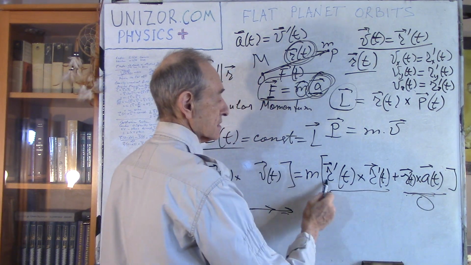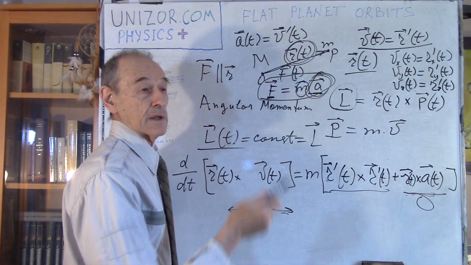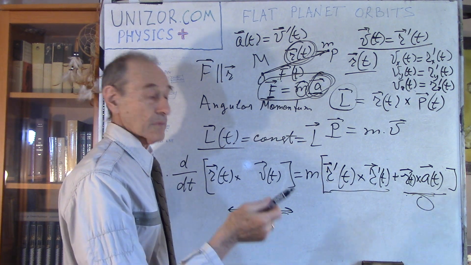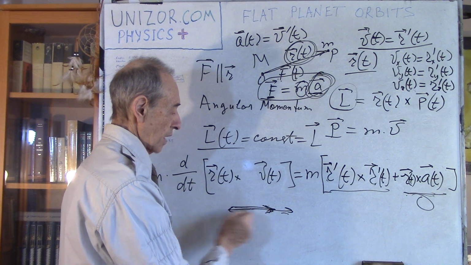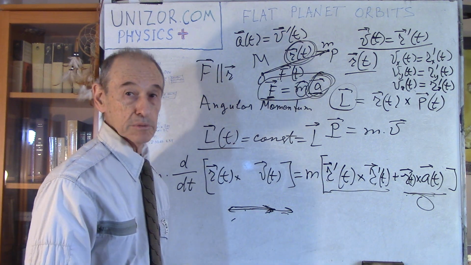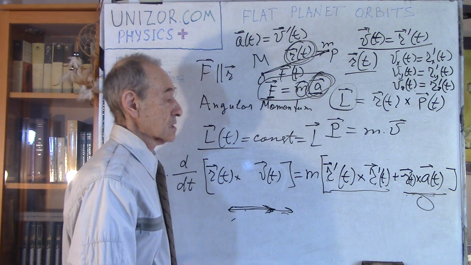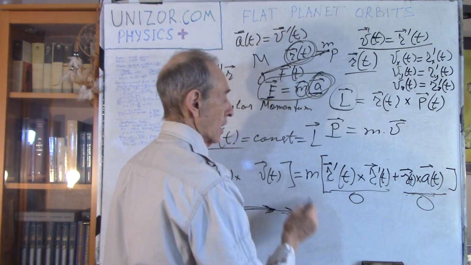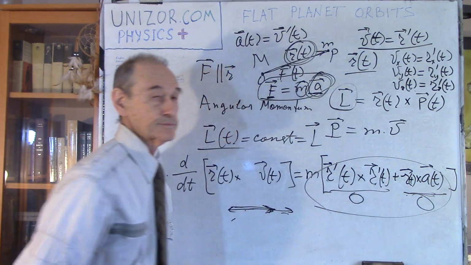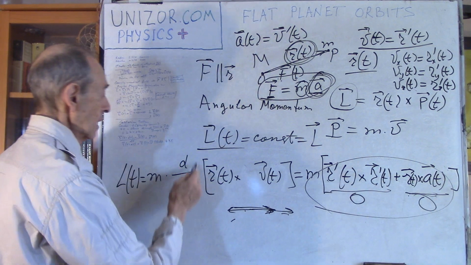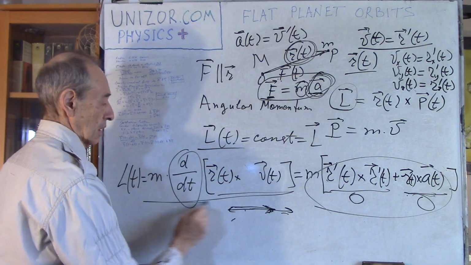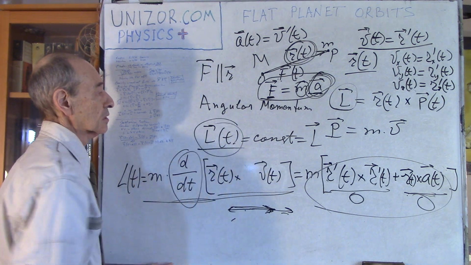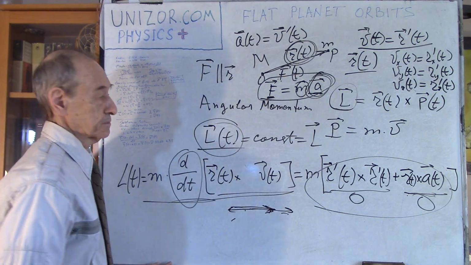Same thing here. It's exactly the same vector, the same vector by itself. So it's two vectors which are, again, one on top of another. The angle between them is 0. So that's also 0, which means the whole thing is 0. So our derivative of angular momentum is equal to 0.